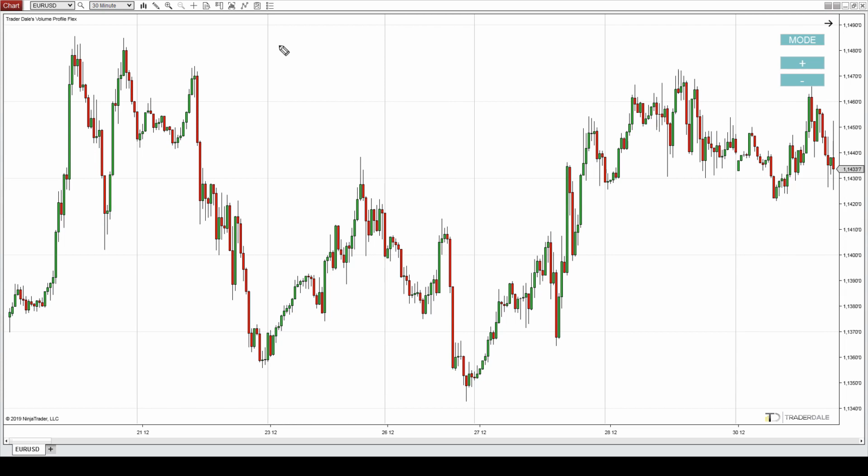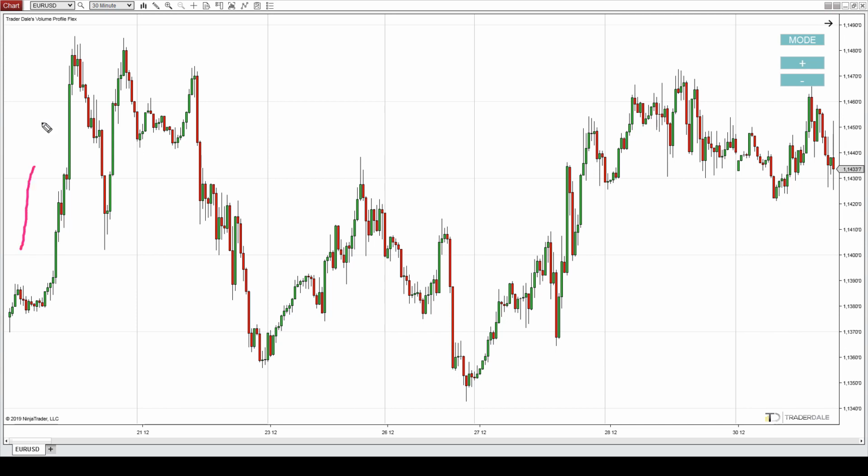So this is the euro-dollar 30-minute chart, and I'm going to show you some strong rejections and how to spot the rejection setup and how the price reacts to the rejection setup. So let's start in here with this strong rejection of higher prices.